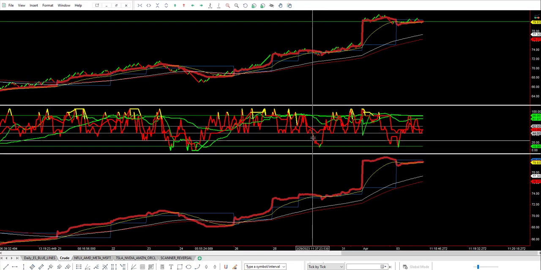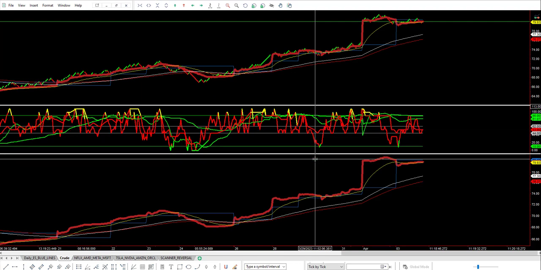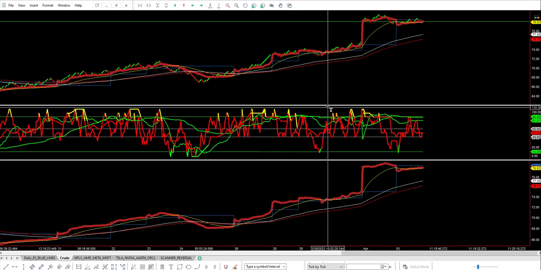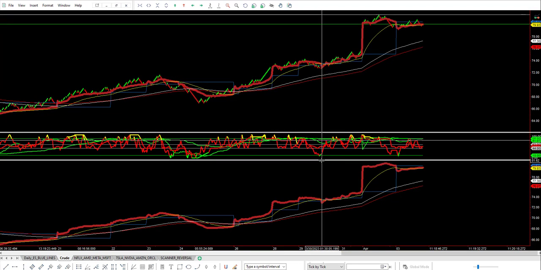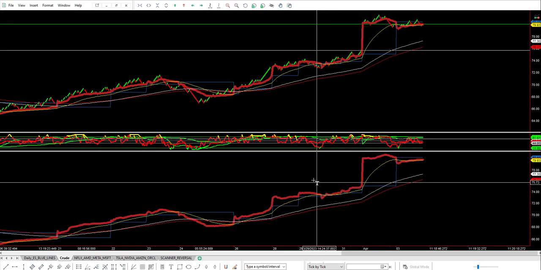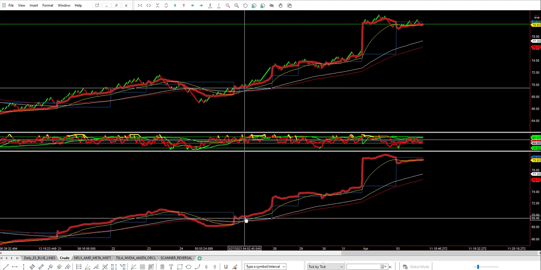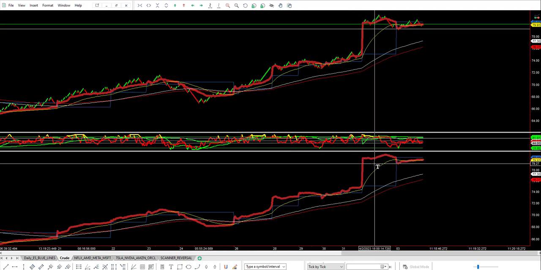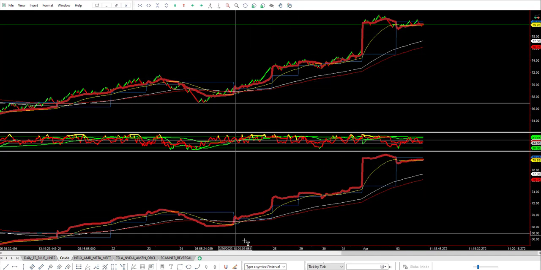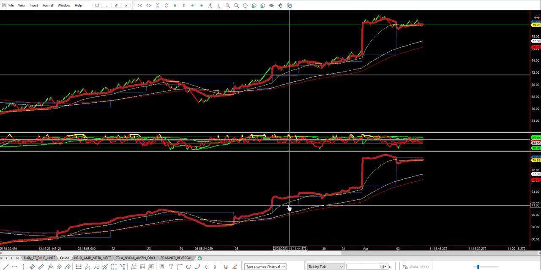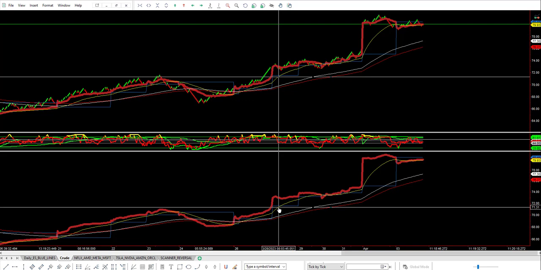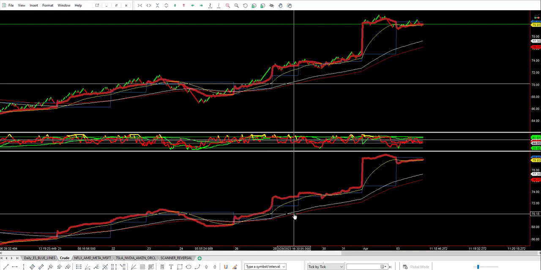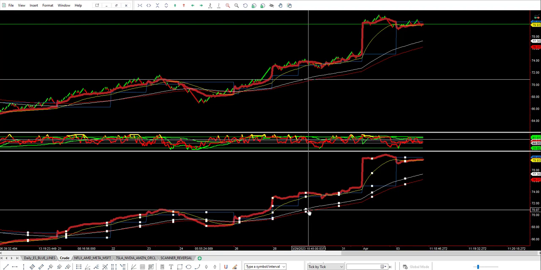So here, don't worry about this oscillator. Let me suppress this. So what do we have here? This fat line is the VWAP, and the yellow line is the moving average of VWAP. So is the white, and so is the red.